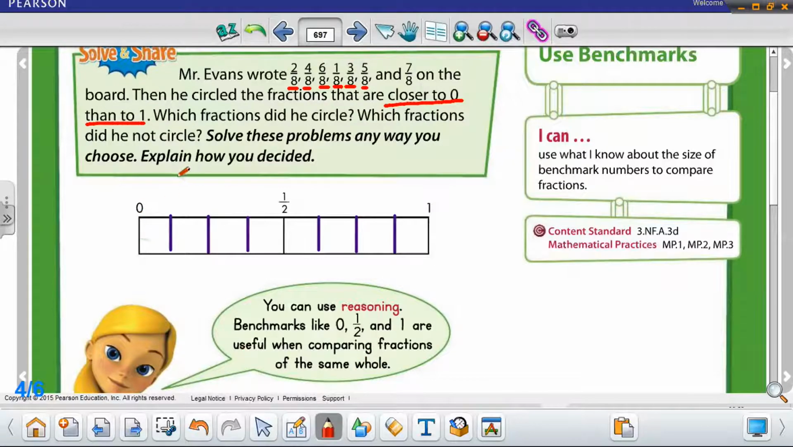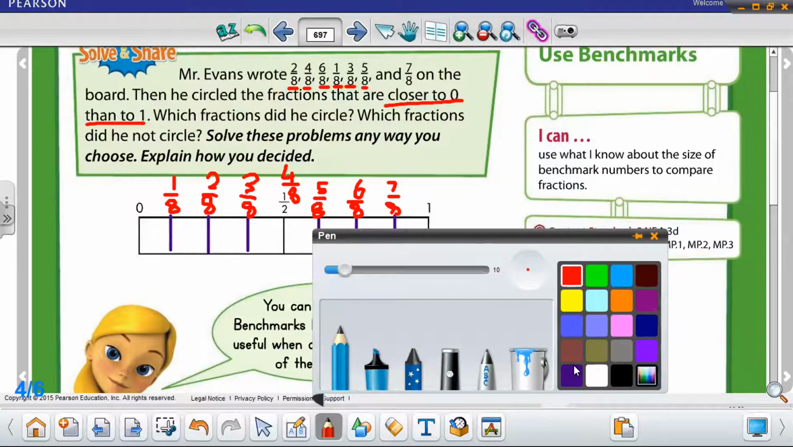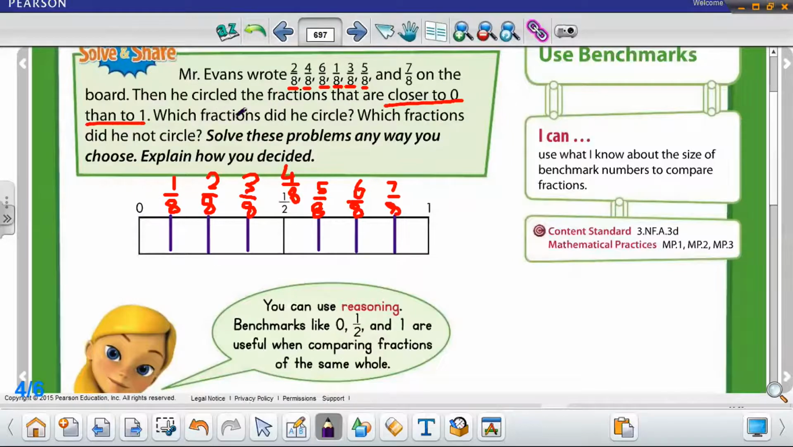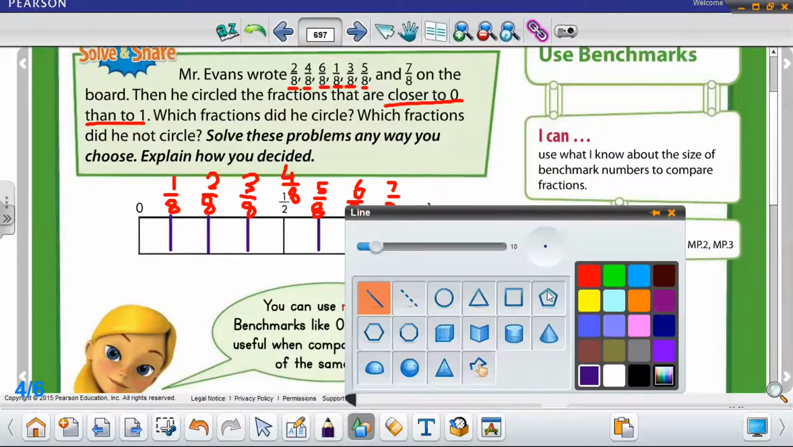Here's 0. Here 1 out of 8, and here 2 out of 8, and here 3 out of 8, and here 4 out of 8, 5 out of 8, 6 out of 8, 7 out of 8. Okay? Now we have to tell which fractions are closer to 0. We need to circle the fractions closer to 0.